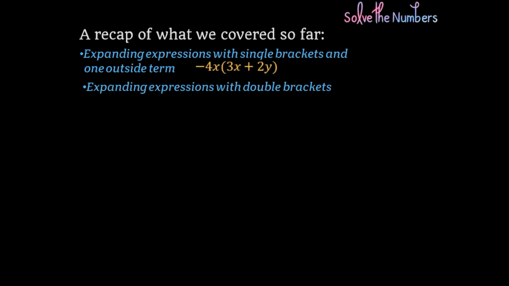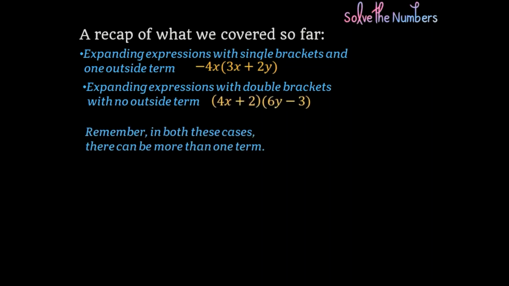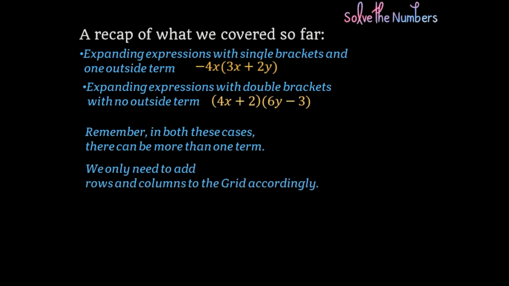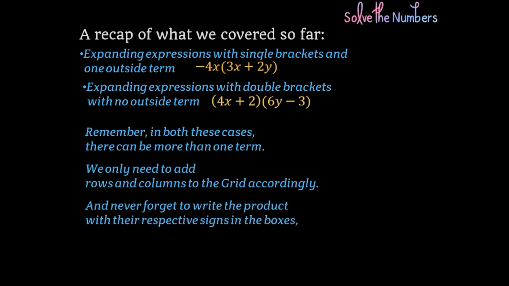Let's have a quick recap of what we have covered so far. Expanding expressions with single brackets and one outside term, and expanding expressions with double brackets with no outside term. Remember, in both these cases, there can be more than one term. We only need to add rows and columns to the grid accordingly. And never forget to write the products with their respective signs in the boxes, so that while writing down the answer, it is much easier.